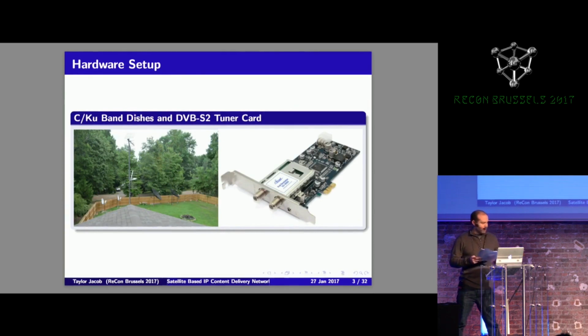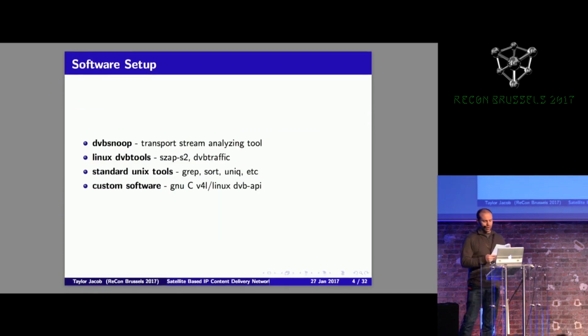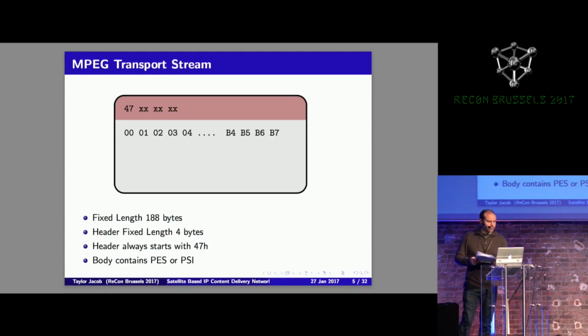So for this, my hardware setup was pretty basic. I used some standard C-band dishes, which you see there, and a PCI DVB-S card, and just a Linux x86 PC. And for the software, I used all open source software. I used DVB Snoop, which is a transport stream analyzing tool, the regular DVB tools like szap to tune DVB traffic, to do some in-depth analysis on the transport, or to look at the PIDs on the traffic, and then your standard Unix tools: grep, sort, uniq, and other text-based tools. And then at some point I had to start writing my own software to get deeper into it.